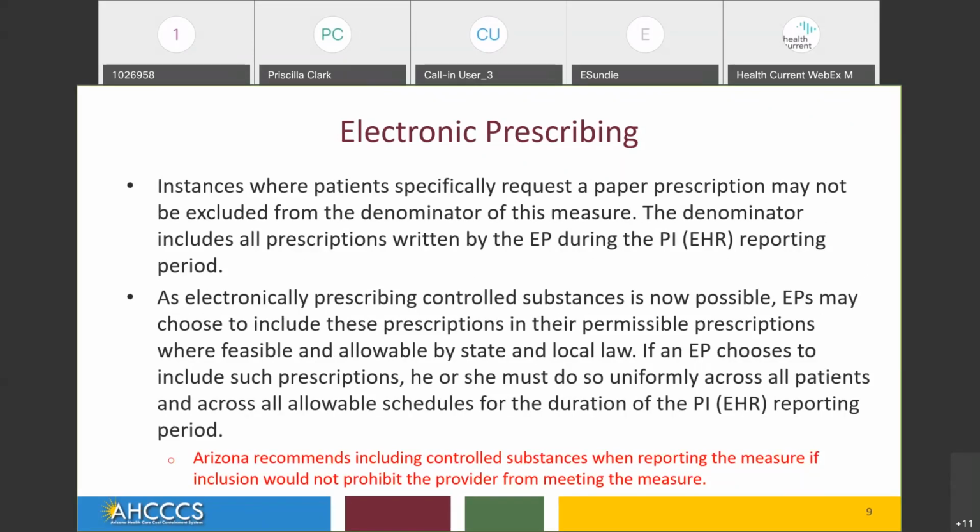If an EP chooses to include such prescriptions, he or she must do so uniformly across all patients and across all allowable schedules for the duration of the PI reporting period. The state of Arizona recommends including controlled substances when reporting the measure if inclusion would not prohibit the provider from meeting the measure.